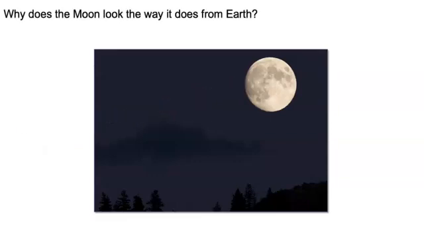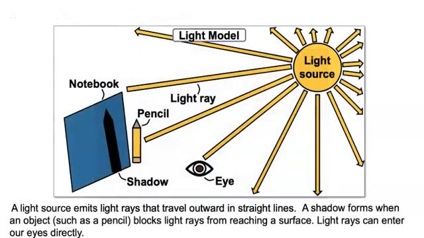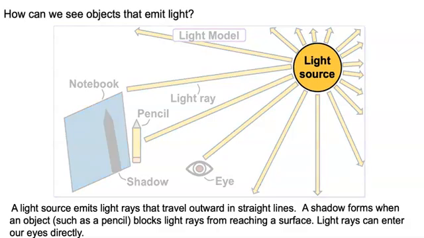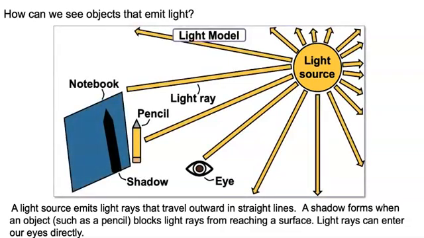from Earth? To answer this question about the moon's appearance, let's gather information about how we see objects on Earth. We created this model to help us understand light. How can we see objects that emit light? The objects emit light rays that travel into our eyes, right? But not all objects emit light.